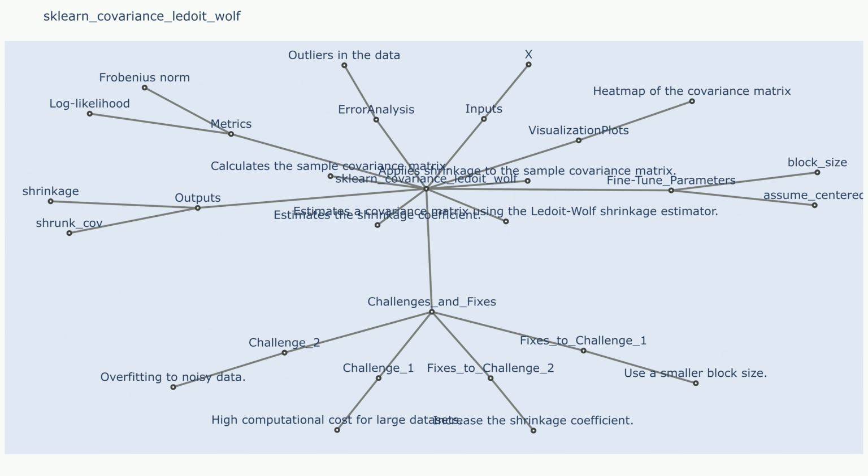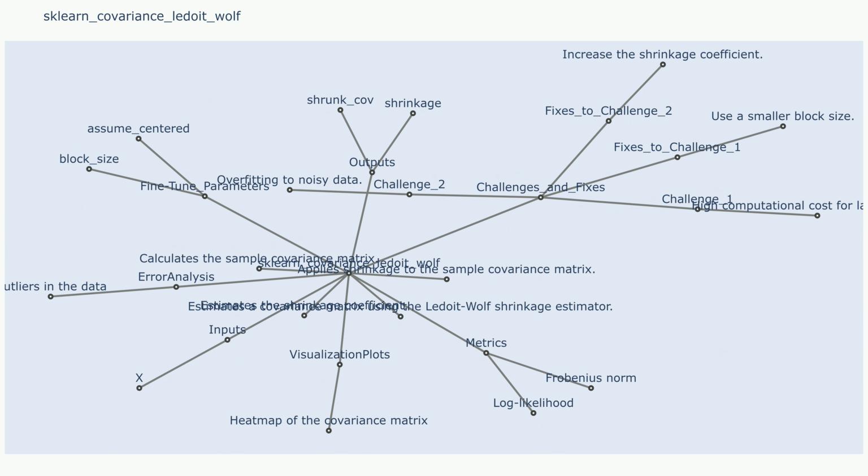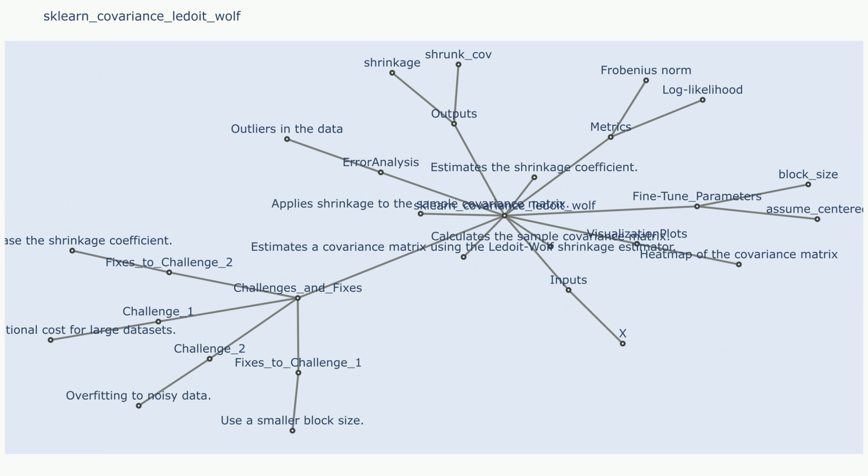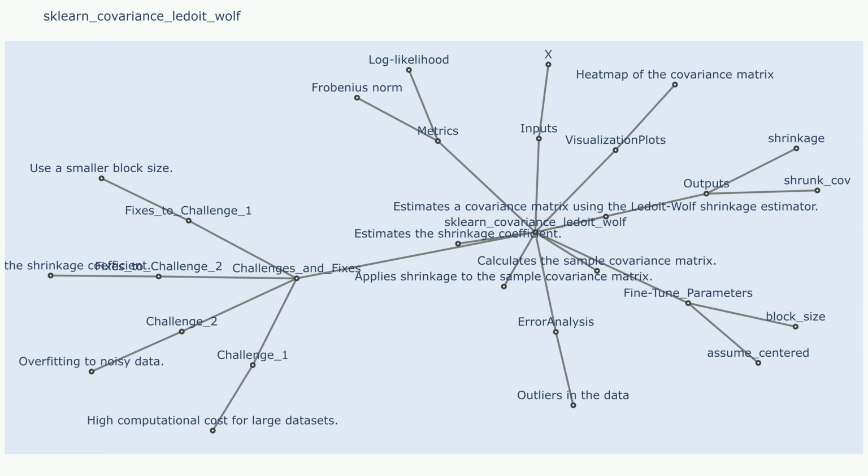Steps: calculate the sample covariance matrix of the data. Calculate the optimal shrinkage coefficient based on the data and the sample covariance matrix. This coefficient is determined to minimize the expected squared error between the estimated covariance and the true covariance. Shrink the sample covariance matrix towards a scaled identity matrix using the optimal shrinkage coefficient.